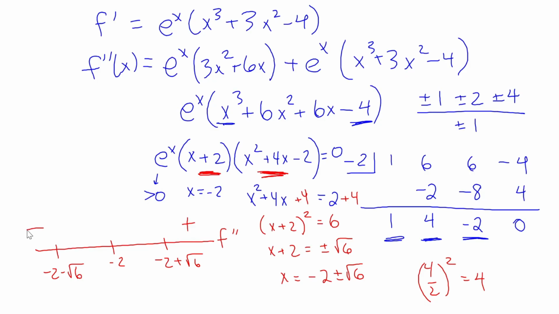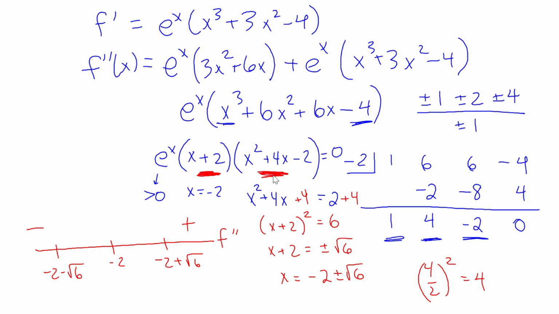And if I put in something between -2 and -2 plus root 6, for example, if we put in -1, let's say, or even better than that, if we put in 0, right? 0 is between -2 and -2 plus root 6. We'll end up with a positive times a negative, right?